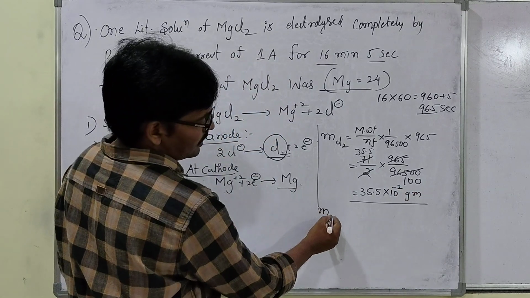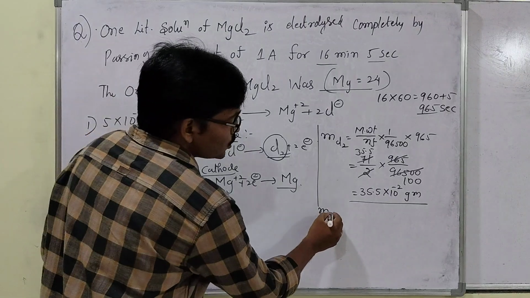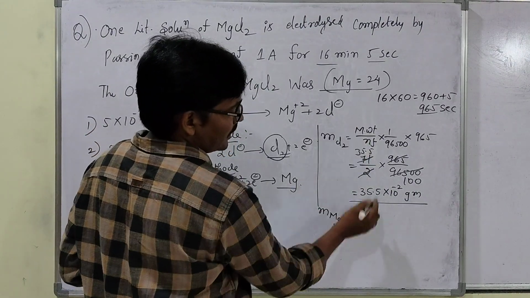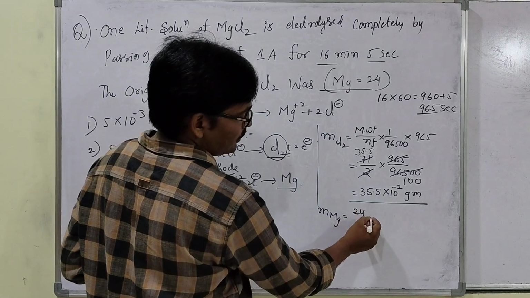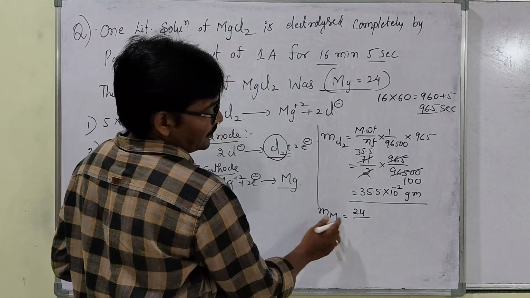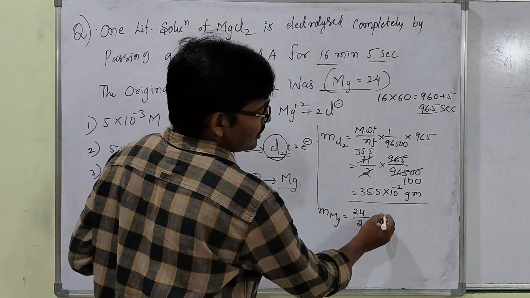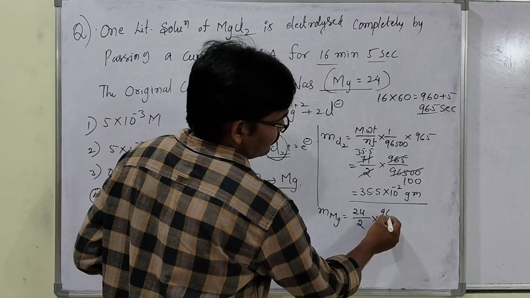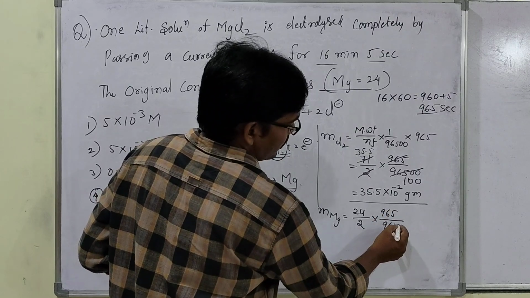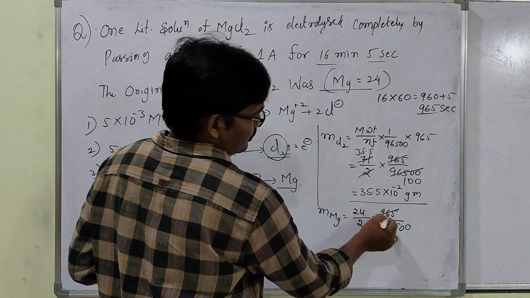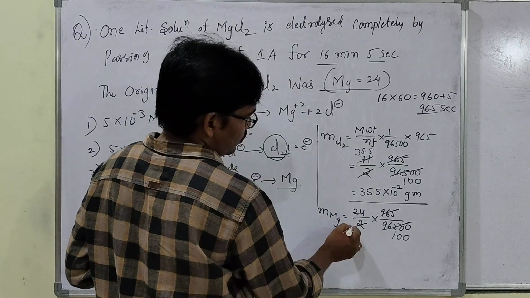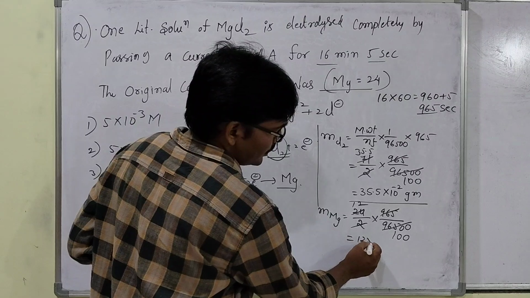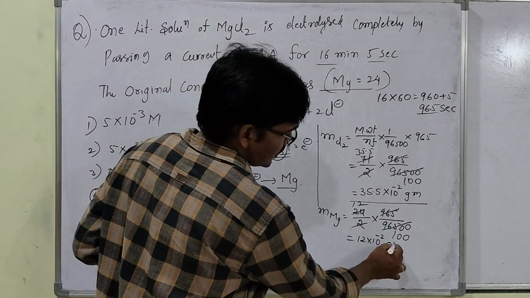Then the same way the mass of magnesium also you have to find out. Mass of magnesium: how do we take it? Atomic weight of magnesium, that is 24, divided by n factor 2, into 965 seconds divided by 96500, then again 100 times, then 2 ones are 12, so you can get 12 into 10 to the power of minus 2 grams.